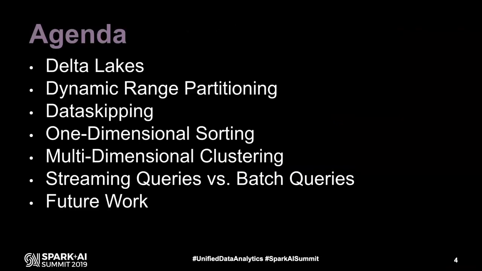The agenda for the talk here, we're going to do a brief overview of what delta lakes are, the core abstractions that enable the techniques that we're going to be using, cover dynamic range partitioning, which is a database technique that we re-implemented over delta tables. Briefly cover data skipping, how that can affect interactive queries, and how one-dimensional sorting or multi-dimensional clustering can improve that. And briefly cover using streaming queries rather than interactive batch queries. And at the end, we'll talk about future work that could be done as well.